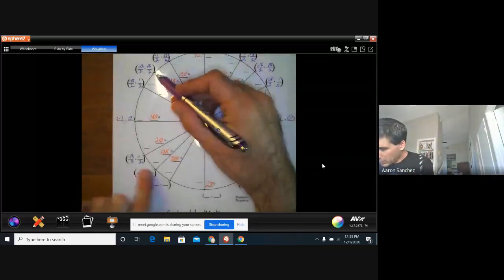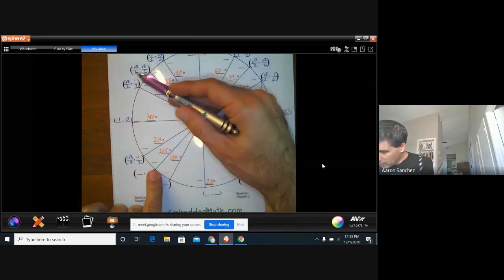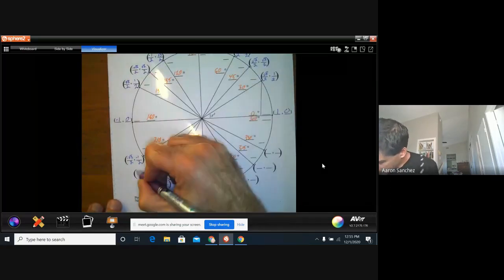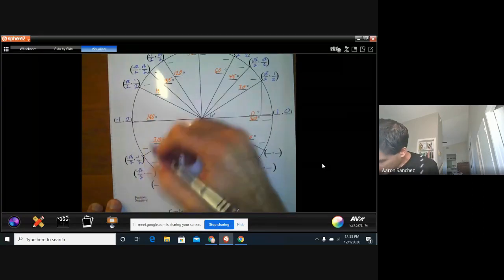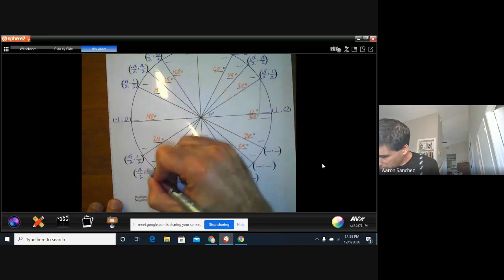This one and this one are the same distance in this direction, right? And they are -√2/2. And the distance down is the same as this one, so this is -√2/2.